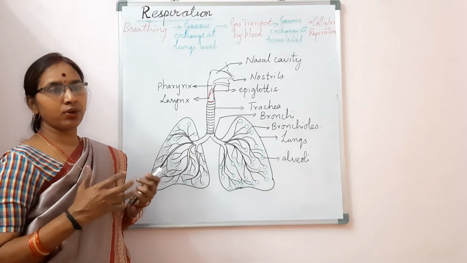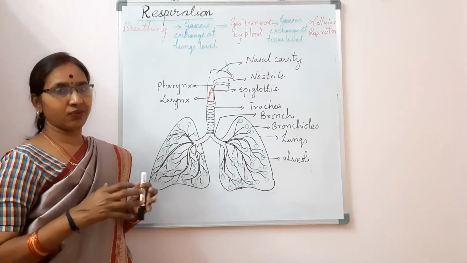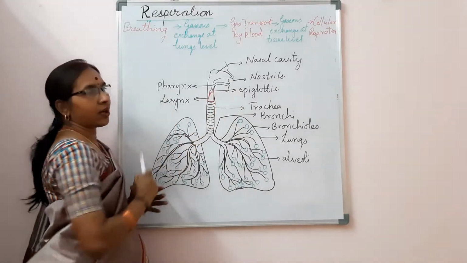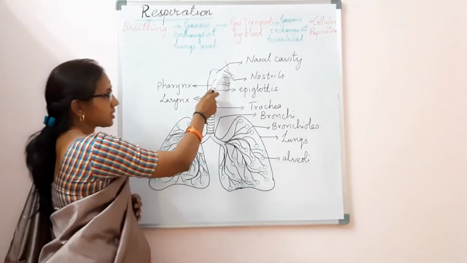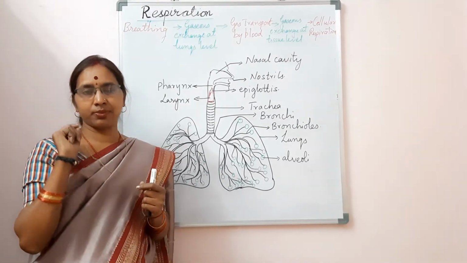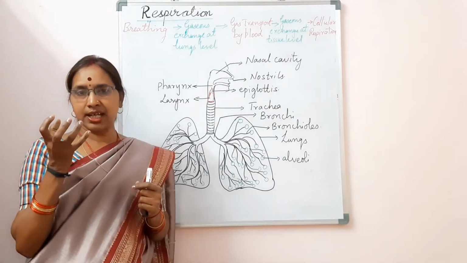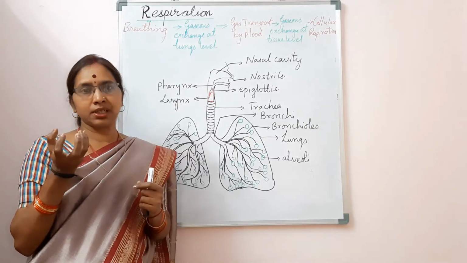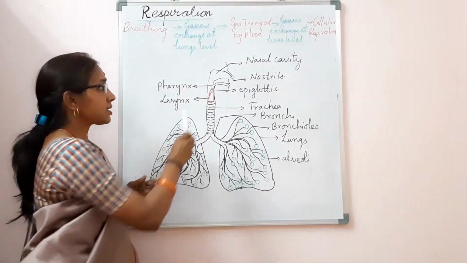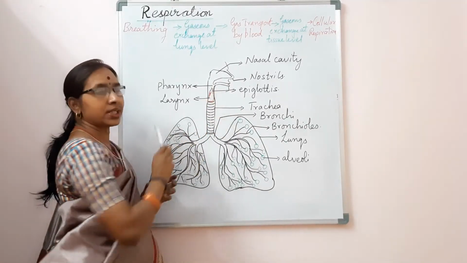Now let us learn how each and every part functions and what is the function of every part. When air enters into our nostrils, air passes into the nasal cavity. Here in our nostrils we have some hair-like structures. These hair-like structures trap the dust particles or any foreign particles, and this nasal cavity is lined by mucus lining.